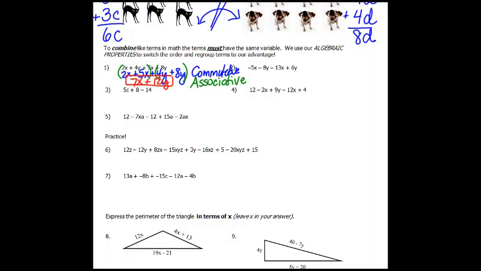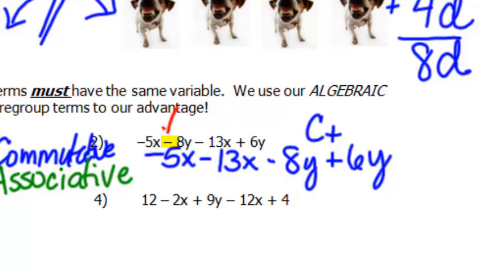Number 2, again, I'm going to switch the order, so that's commutative property of addition, to say negative 5x minus 13x minus 8y plus 6y. Now you should be noticing a couple things that I did there. These symbols are subtraction, but they're also attached to the term that follows that symbol. So that is a negative 8y. You could say it's minus positive 8y, that's true, but in order to move things around, I have to take the sign with it. So it's very, very important that you notice that distinction.